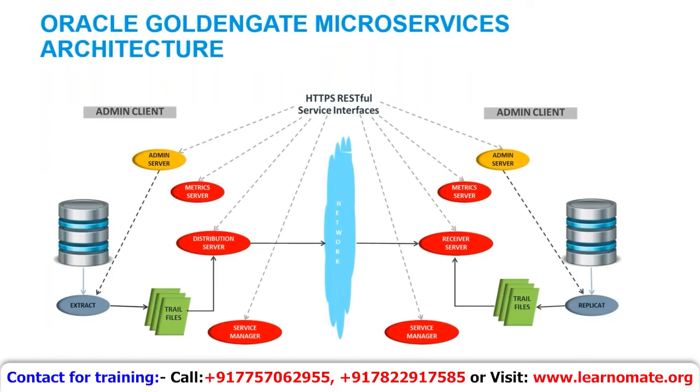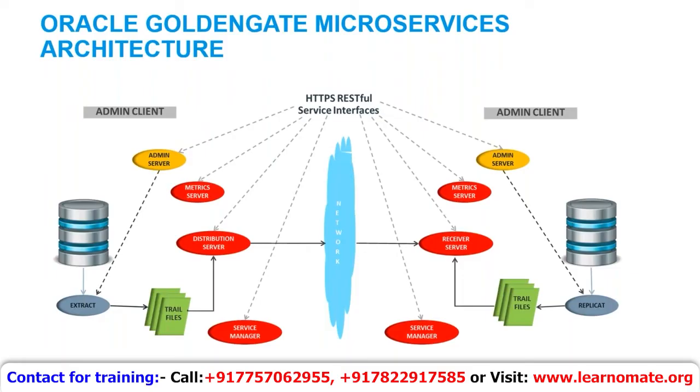So as I told, it's a REST API based architecture, where you have source database and target database. In microservices architecture, things run as a service. So there are multiple services in microservices architecture, like administration server, where all the GoldenGate extracts or replicates are configured. Similarly, you have performance metric server, which was introduced from GoldenGate version 12.3 onwards. Then there is distribution server. So the data pump process of classic architecture has been replaced by distribution server in microservices architecture.